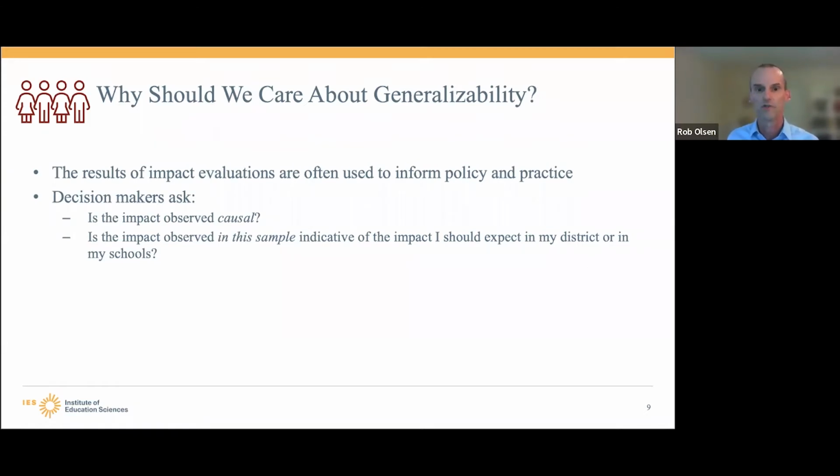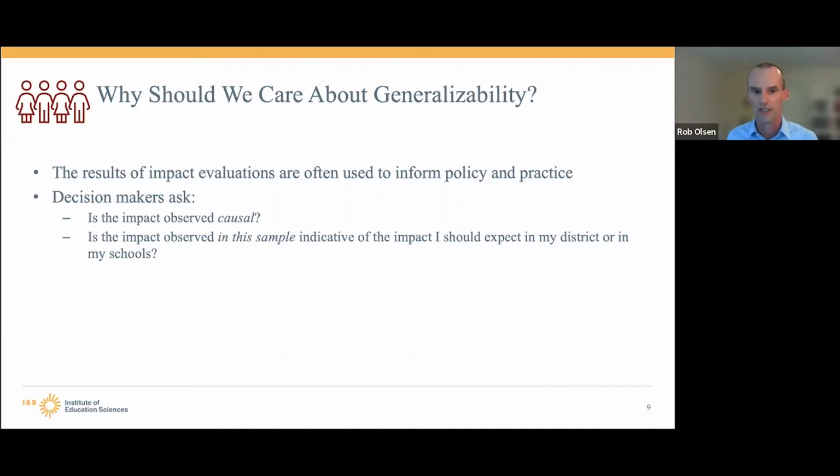But as consumers of evidence of impact evaluations, decision makers should ask themselves at least 2 questions. The first, very familiar, is: is the impact reported by the study causal? To be interpreted causally, we know that the impact estimate should be based on a study design with strong internal validity.